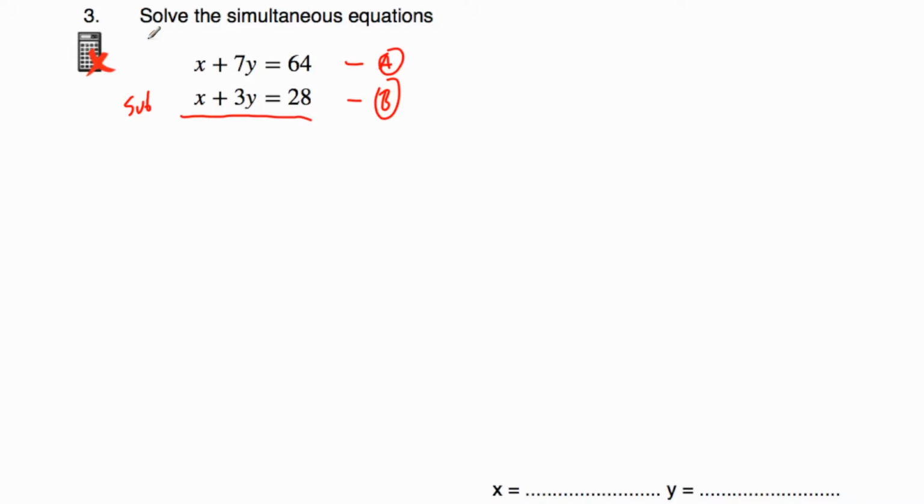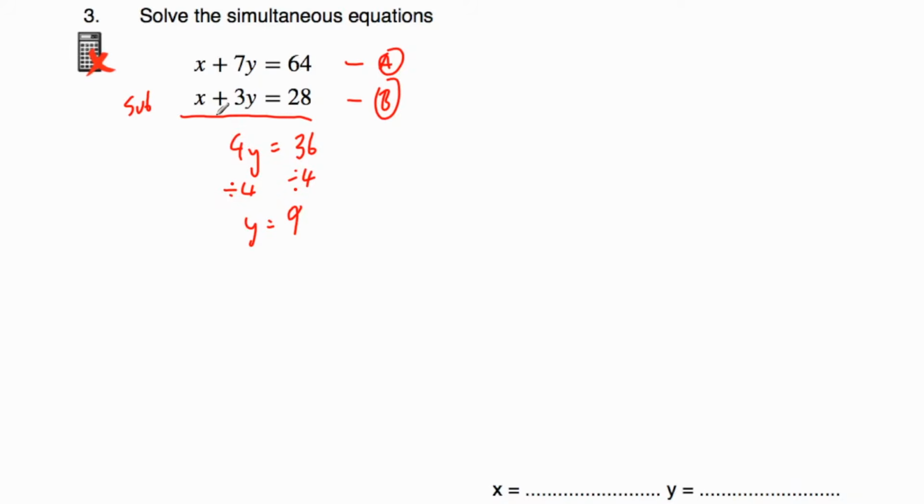x take away x is 0. 7y take away 3y, that's 4y. And on the right hand side we've got 64 take away 28, and 64 take away 28 is equal to 36. Now we want to find out what y is, so we don't want this multiplied by 4, so let's divide by 4 and divide by 4. So we're going to get that y is equal to 9. So we've now got that y is equal to 9.